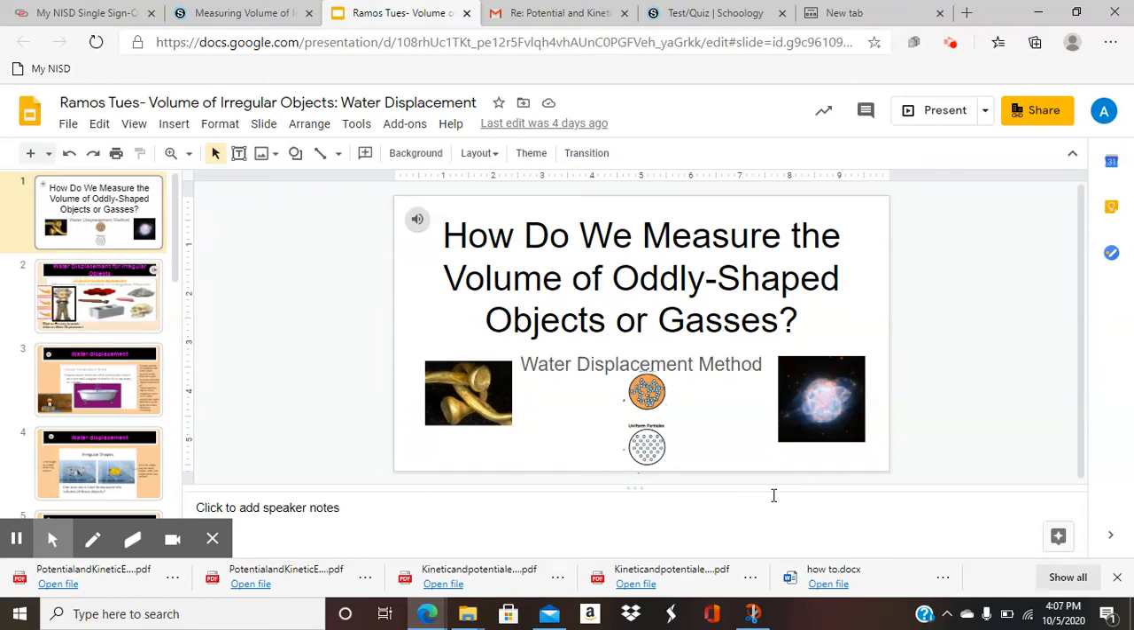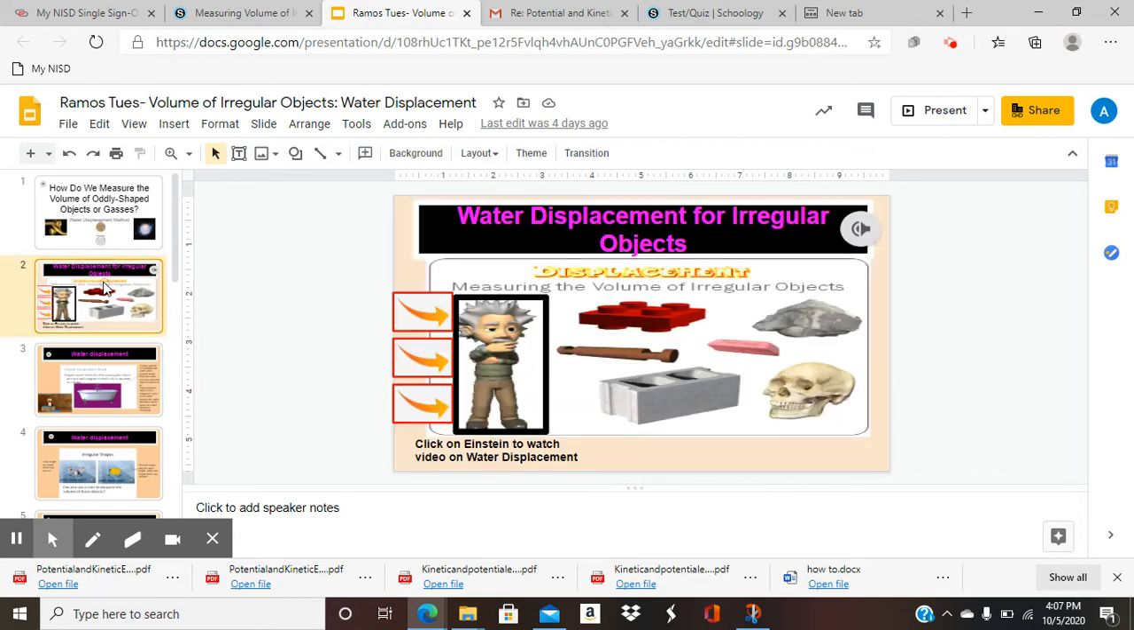We're going to start off with volume of irregular objects, which is water displacement. So how do we measure the volume of oddly shaped objects or gases? Well, we're going to use the water displacement method. Water displacement for irregular objects. If you could click on the Einstein, you'll be able to watch a video on water displacement. And water displacement is measuring the volume of irregular objects, irregular shapes.